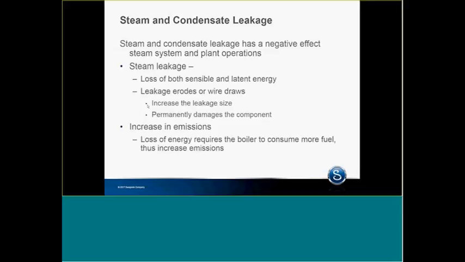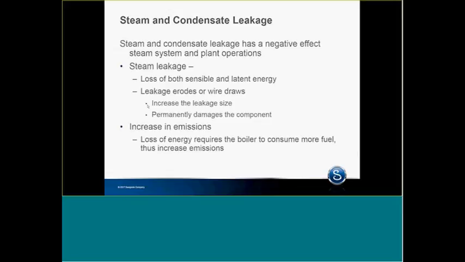Increased emissions. If I go by and I see a steam leak to the atmosphere, yes, it's energy, yes, it's safety, but it's also emissions. Because if that steam is leaking to atmosphere, it does nothing for me in the process. If it's leaking out there, then I have to put more fuel into the boiler to overcome the leaks. More fuel in the boiler increases the emissions from the boiler.